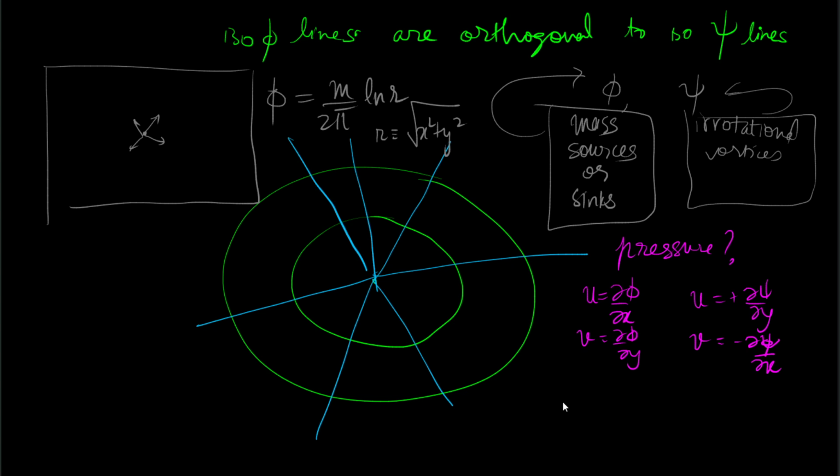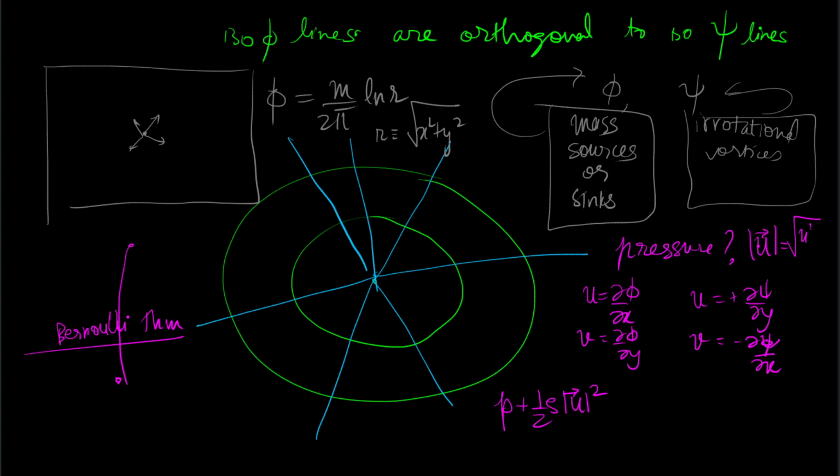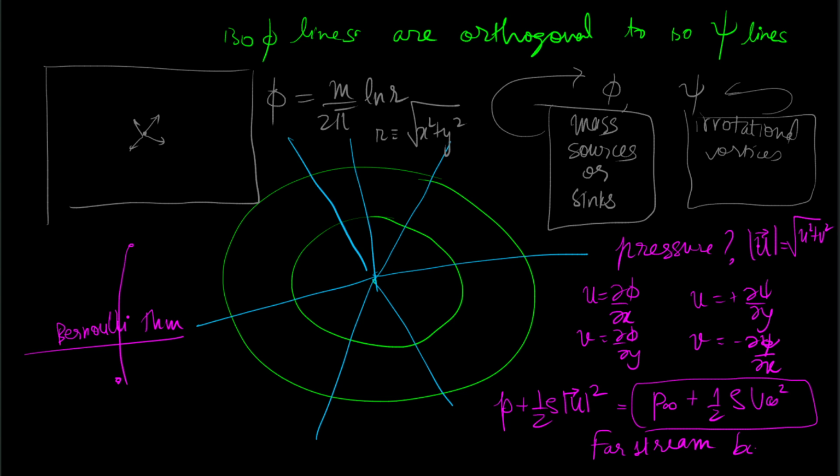Once you find out the velocity components, you know that you are in a domain which is inviscid and irrotational. So between any 2 points, you can apply the Bernoulli theorem, because you are in a domain where you not only do not have the influence of viscosity, but you are also sitting in an irrotational domain. So you can apply P plus half rho mod u square, where mod u is the magnitude of velocity. Mod u vector will be the square root of u square plus v square. So P plus half rho mod u square will be equal to P infinity plus half rho u infinity square, where this is some far stream boundary condition.